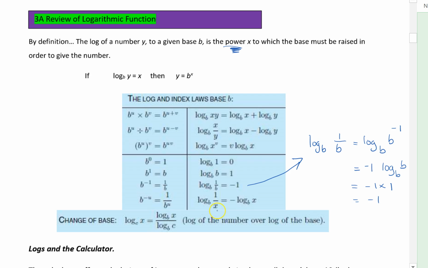And the next one is very similar. We would write this 1 on x, not using a log rule, just using our understanding of negative indices, as x to the minus 1, and bring the minus 1 to the front.